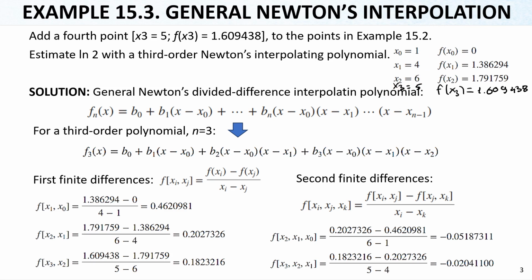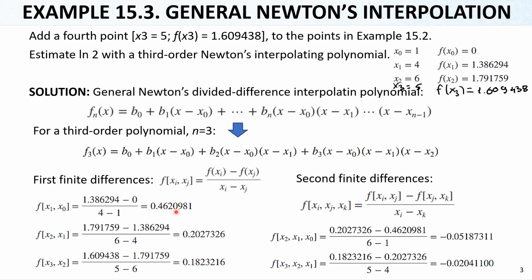So this is our third order formulation over here. Then we will have the first finite divided difference values using this. Let's use them for x1, x0, x2, x1, and x3, x2. Use this formulation, get the results. Then use these first two for the second finite divided difference values, this one and this one.